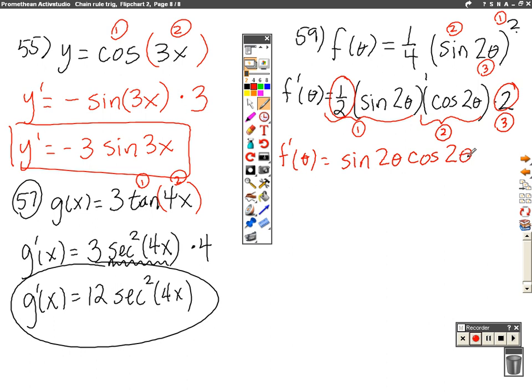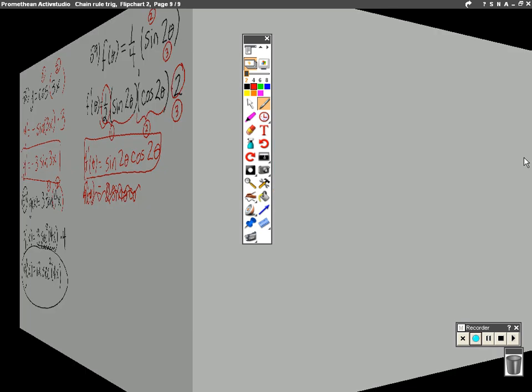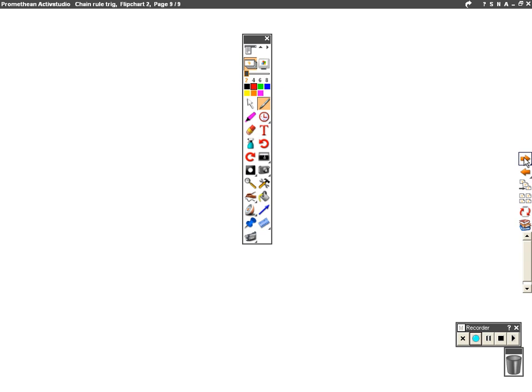Now when you look in the back of the book, they're going to have the answer written differently. This is an identity that you were supposed to have learned last year. No, it's not, it's sine of 2 theta. This is perfectly fine. They may use the identity and rewrite sine 2 theta as 2 sine theta cosine theta, but you don't have to know that for this problem. So if you see a different answer in the back of the book, that's what's going on. All right, let's take a look at number 61.